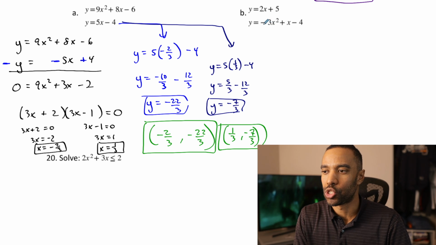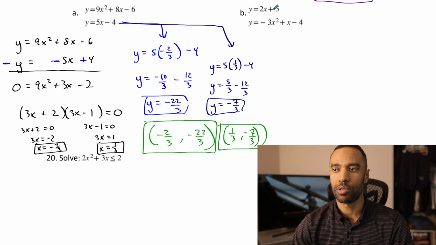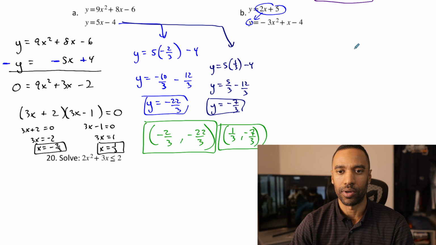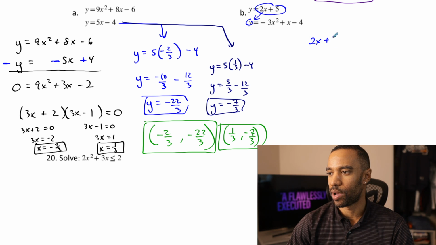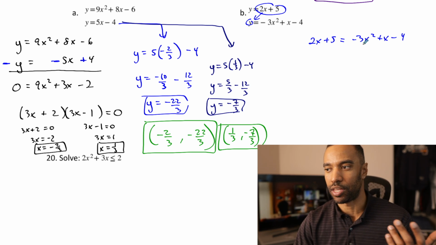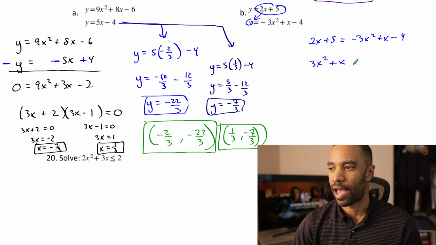Part B, y equals 2x plus 5 and y equals negative 3x squared plus x minus 4. The substitution method could also be used, where I basically take one expression and plug it in for y in the other expression, because this is what y equals. So I can write an equation that says 2x plus 5 equals negative 3x squared plus x minus 4. My goal is just to solve. I'm going to probably set everything equal to 0: add the 3x squared over, subtract the x over, add the 4 over.